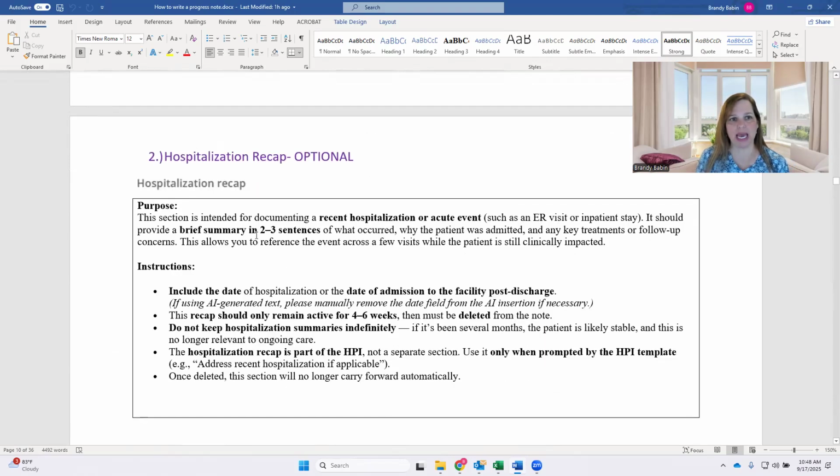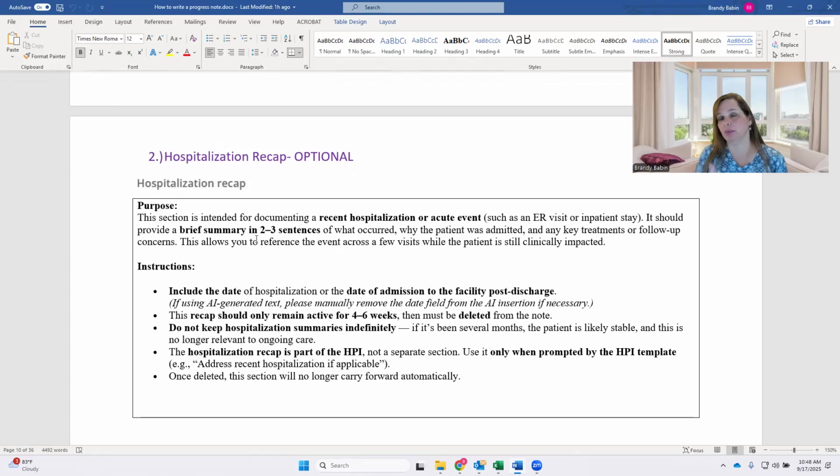Hospitalization recap. This is an optional box. The nurse practitioners were seeing that your HPI, they would do a beautiful hospitalization recap, and then the next note, it would disappear, and they were getting frustrated. Well, your HPI is based on today's visit. So yes, it's going to be empty on today's visit and the next days and the next days. So it's empty, but they've spent all this time working on this hospitalization report.